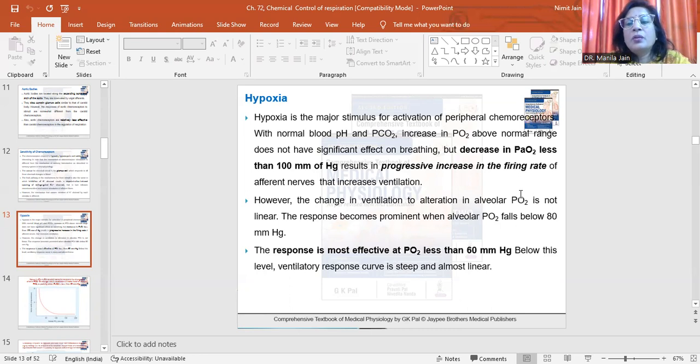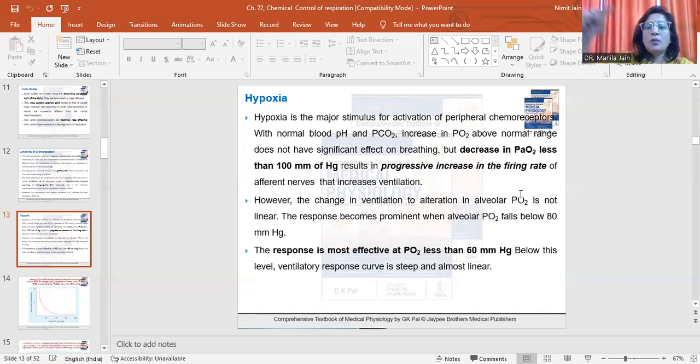A decrease in PO2 to less than 100 millimeter of mercury results in a progressive increase in the firing rate of the afferent. The response is most effective at PO2 less than 80 millimeter of mercury. Below this level, the ventilatory response curve is steep and almost linear.